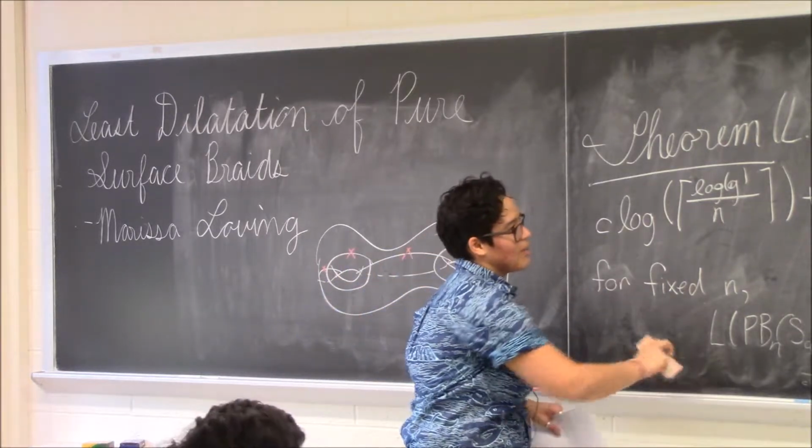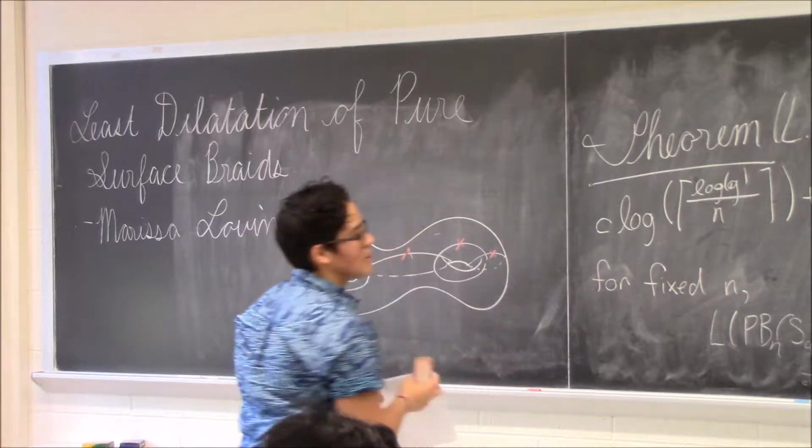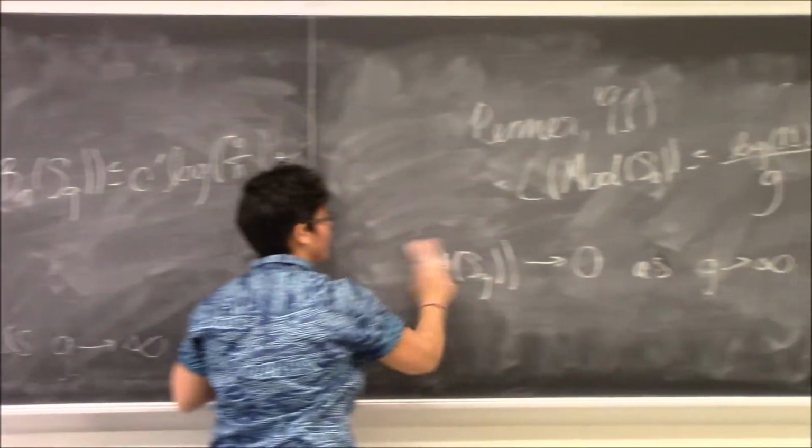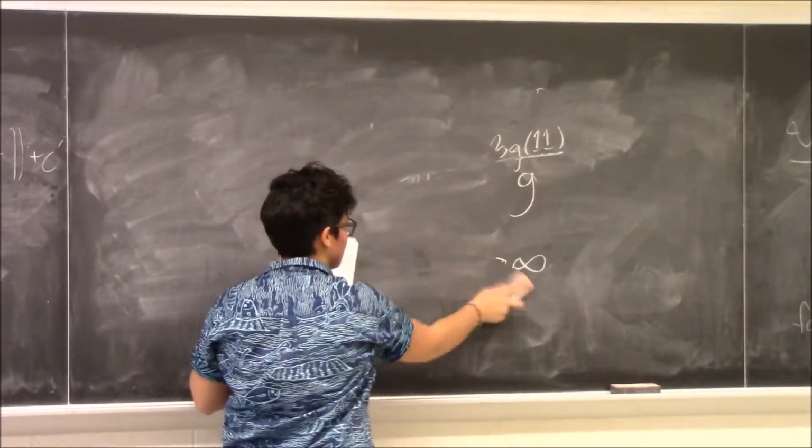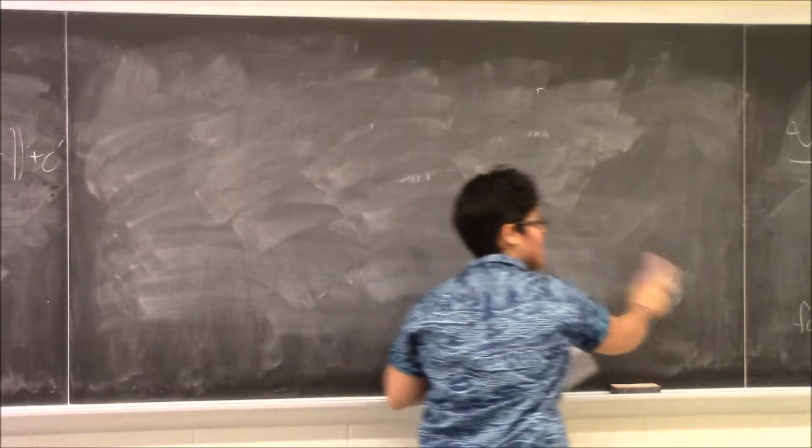And then lastly, I will write this down. Where should I write it down? I'll write it down better. Spencer Dowdall, who some of you may remember, proved in his thesis some bounds on the least dilatation in the point-pushing subgroup.